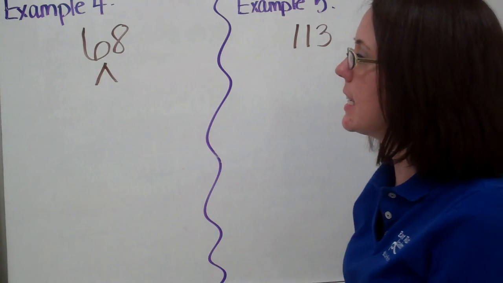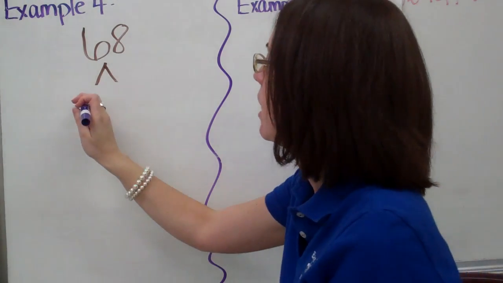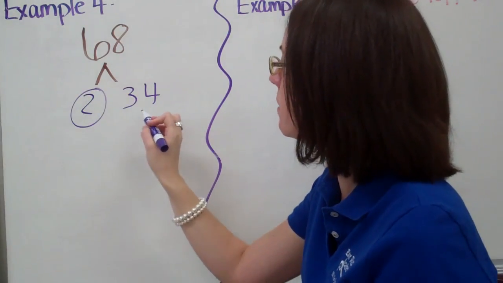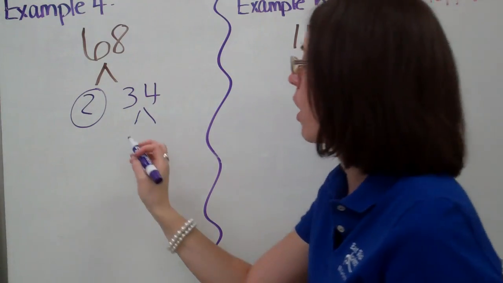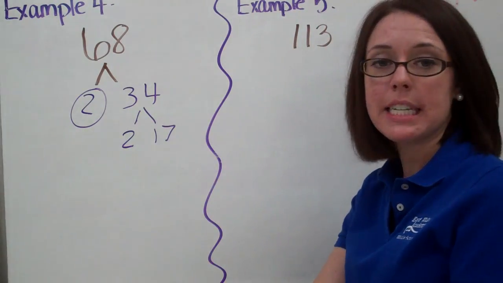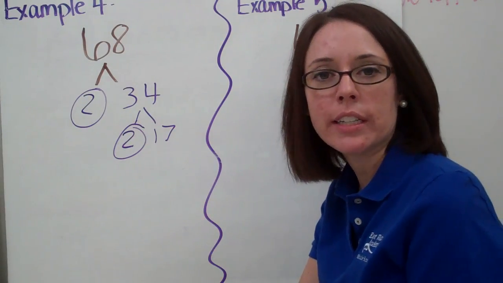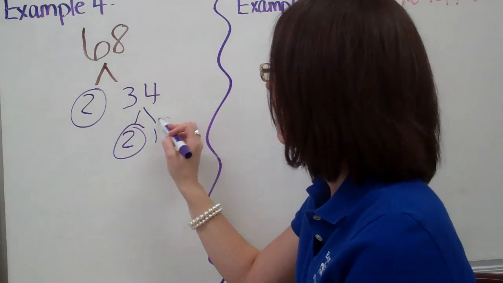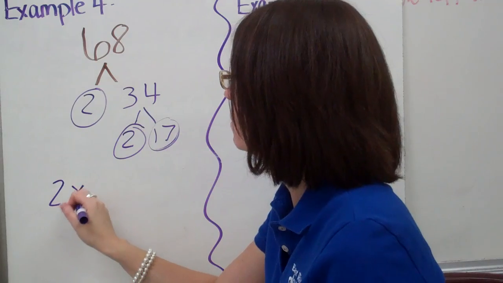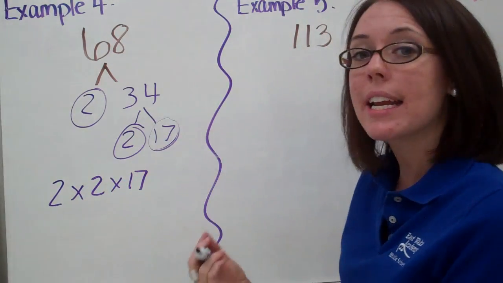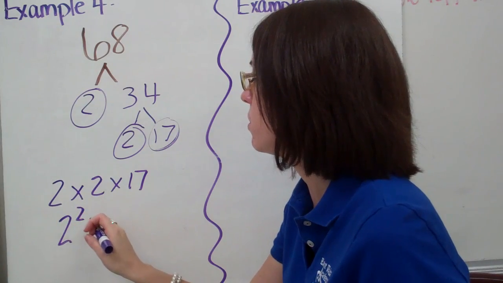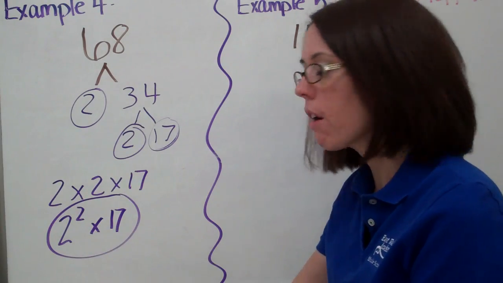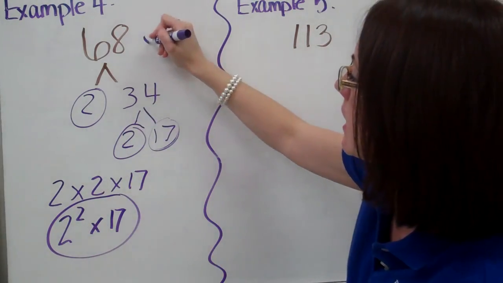Last two examples. 68. What are some numbers we can multiply to get 68? 2 times 34. Stop there at 2. Circle it. What gives us 34? Well, 2 times 17. 2 is prime. Stop. Circle it. 17 is also prime because no other numbers multiply together to get 17. So our prime factorization, 2 times 2 times 17. Write it in exponential form, 2 2, so 2 to the second power times 17. Check yourself. 2 squared is 4. 4 times 17 does give us 68.